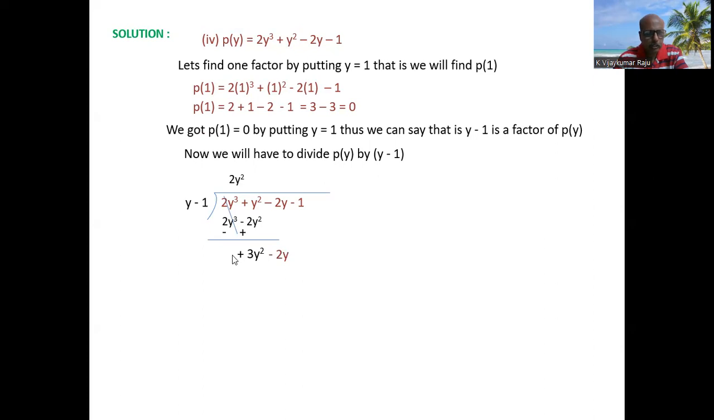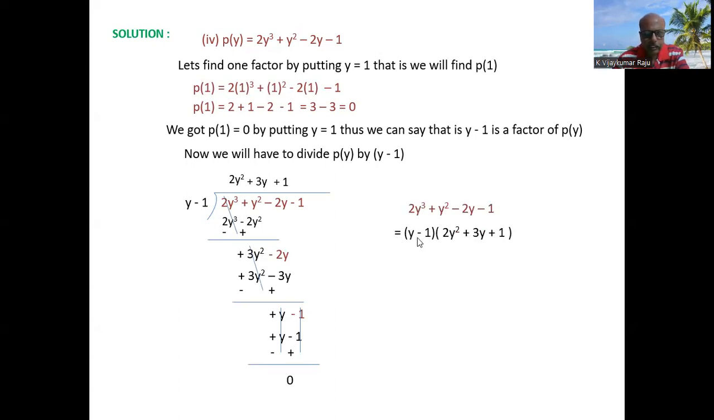In the next term, 1 plus 3y square. So you have 1y, you take 1, so plus 3y. So this will be plus 3y square minus 3y. In sign, plus minus should cancel. Minus 2 plus 3 is minus 1. Plus 1. Bring the next one. So it is plus y is there. So just take plus 1. 1 into y is y. 1 into minus 1 is minus 1. Change it. This cancels. This cancels. And this is 0. So your factors will be this.